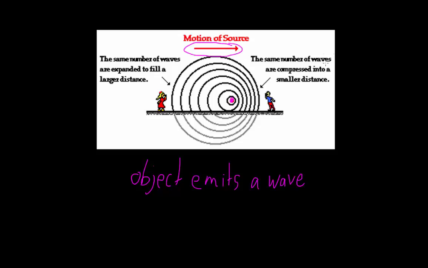motion of source. Now it's emitting a wave, and normally if it was just stationary, the wave would be the exact same no matter where you were in relation to the object. But since it's moving in this direction, the same number of waves are compressed into a smaller distance, and this is on the side in the direction where it's moving. So think about it, it's kind of getting sandwiched between the direction that it's moving.